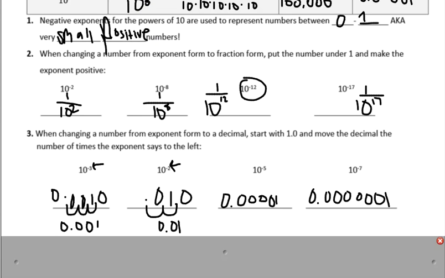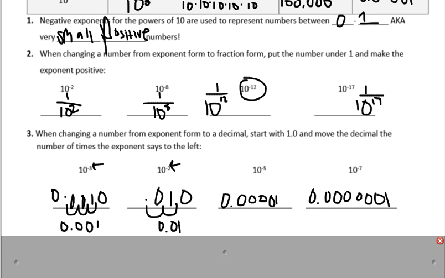All right, so the answers are shown here. So 0.00001, 4 zeros, 1 less than the exponent. The 1 is in the 5th place away from the decimal. And 0.0000001. So the 1 is in the 7th place away from the decimal.